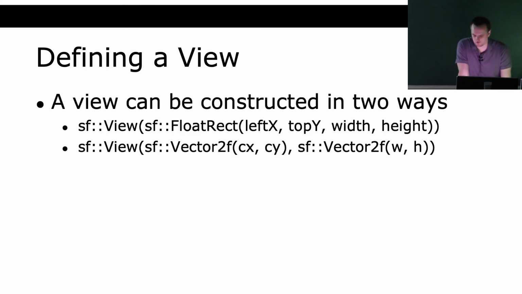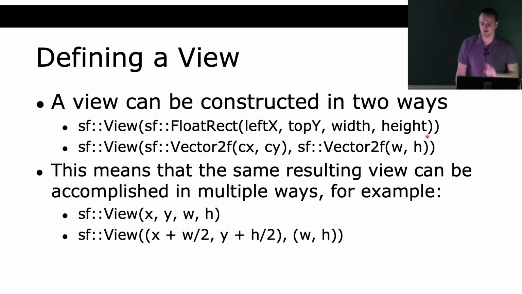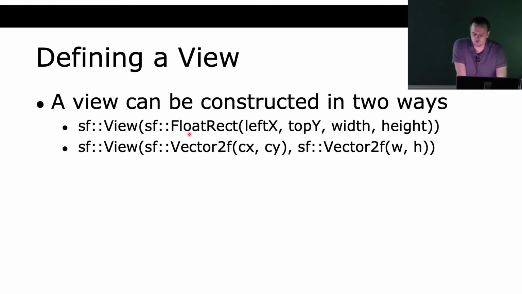So a view in SFML can be defined in different ways. You can either define it in terms of top left, width and height, with a float rect, or you can have two vector 2fs. So whichever way you think is a little bit easier to do. Oh, sorry, these are actually two different things. So this one is a rectangle defining the top left x and y, and the width and height. So this would be like 0, 0 all the way down to width, height.